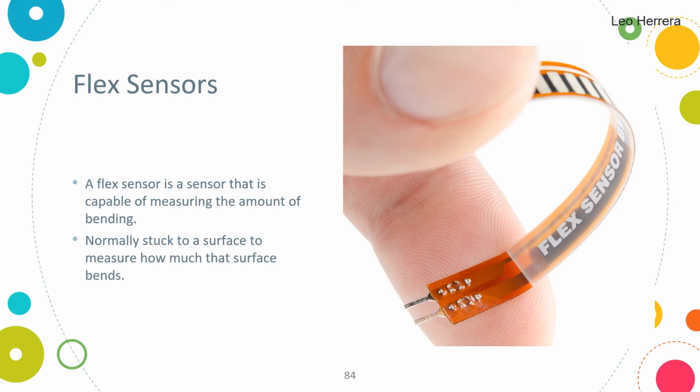A flex sensor is a type of sensor that is capable of measuring the amount of bending when stuck to an object or a surface. For example, if we were to stick a flex sensor onto a wallet, we would be able to measure how much it is bending by using that type of sensor.